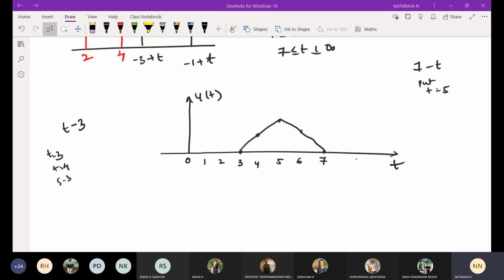Any doubts? In the previous sum we did not take so many cases. Why? Because of the previous problem. What is the problem we have?